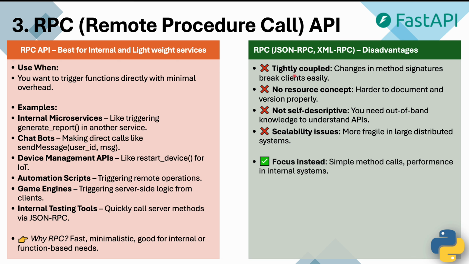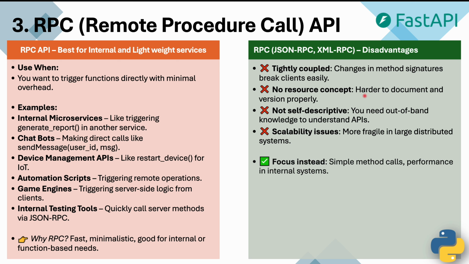RPC is tightly coupled. Changes in method signatures break clients easily. So whichever consumes this RPC can break if you change any of your methods. It can be JSON-RPC or it can be XML-RPC.